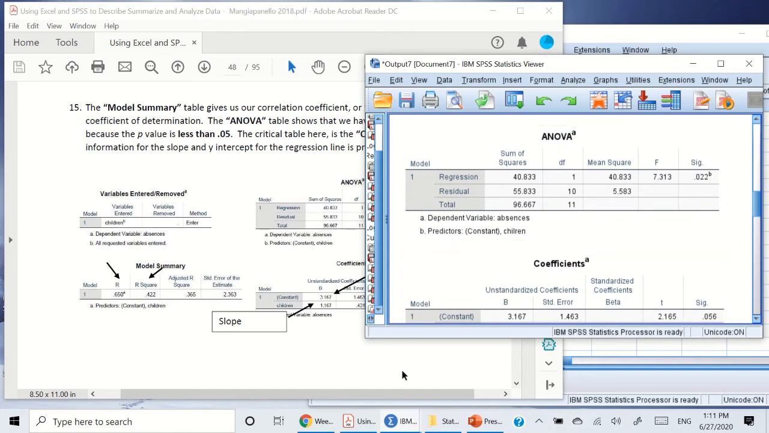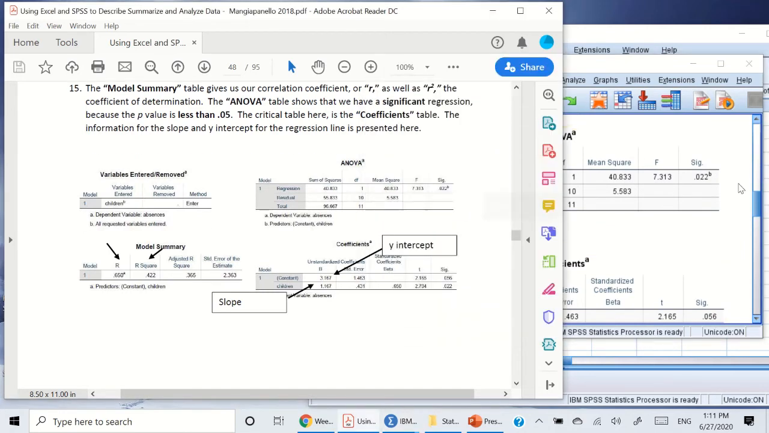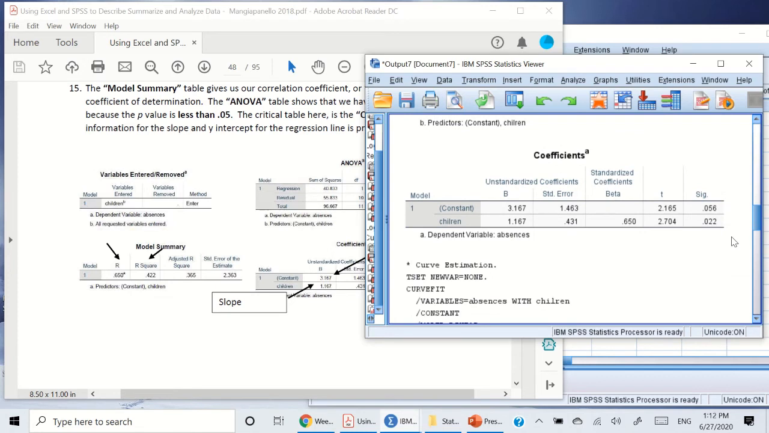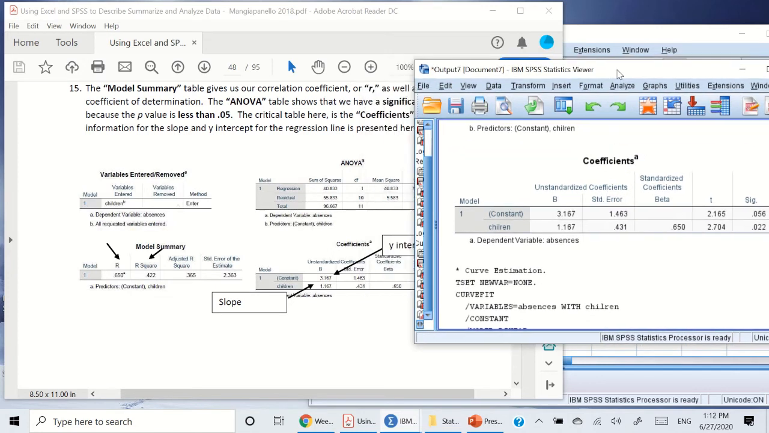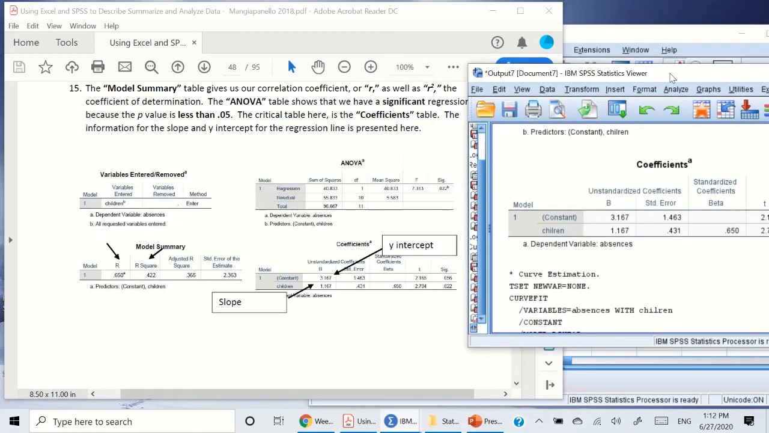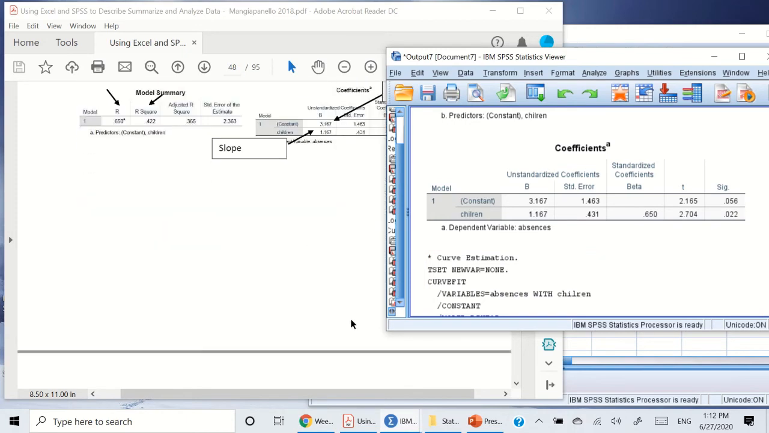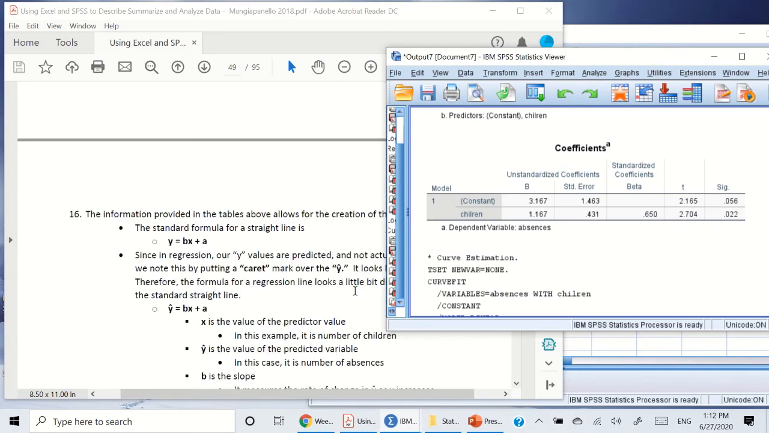Now let's take a look at the ANOVA. This is exactly the same number as over here that you can see. Now the one that you need to pay attention to is the coefficient. That would be the slope. The y-intercept is over here and the slope is over here. That just tells you everything that you need to do.